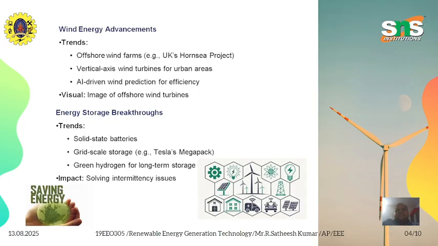Then vertical axis wind turbines have also started being used in urban areas. Then some AI techniques are being introduced for prediction of the wind source well in advance to improve the efficiency of the wind turbine. Then energy storage breakthroughs, where solid state batteries are being introduced. Then grid scale storage, for example Tesla's Megapack. Then green hydrogen for long term storage.